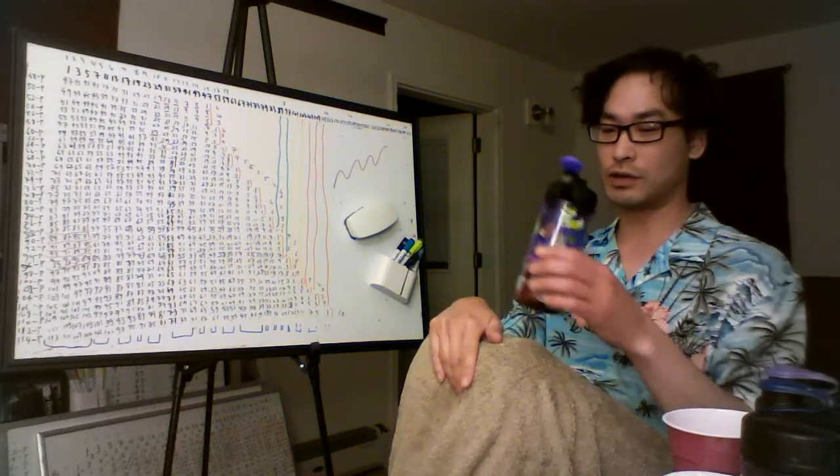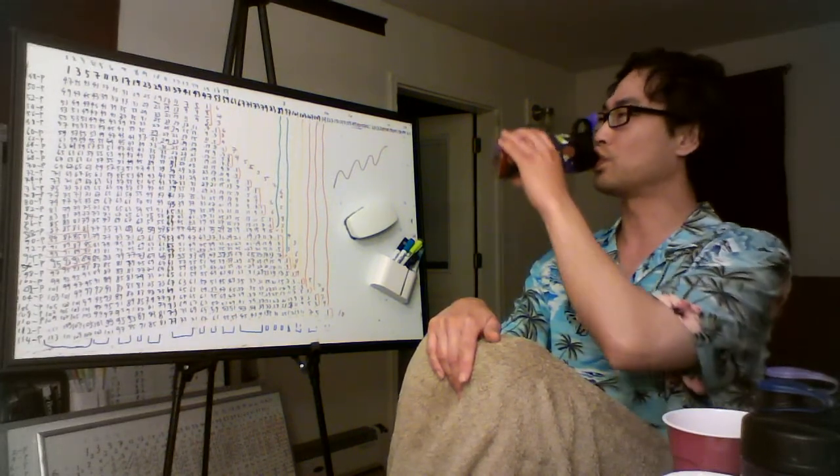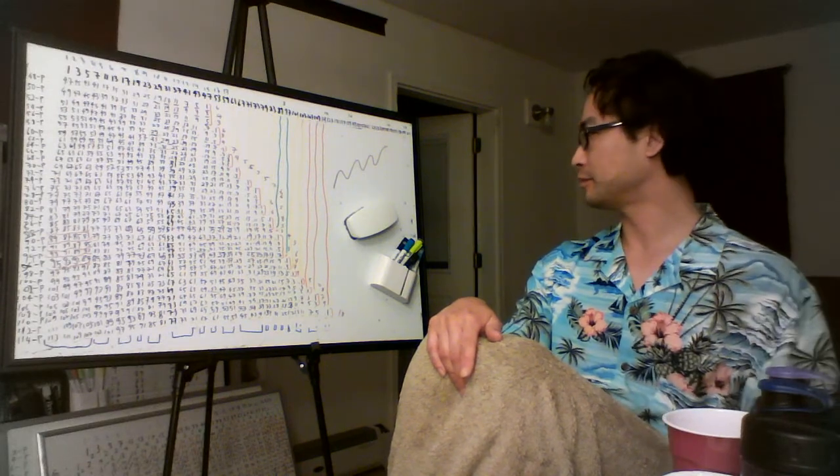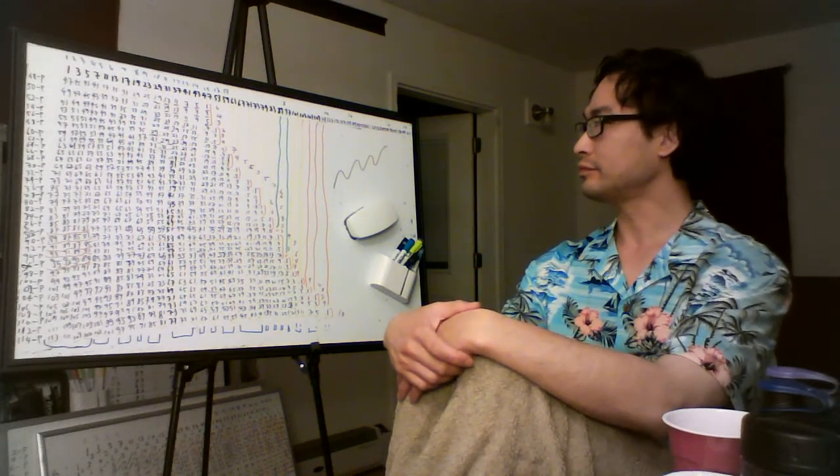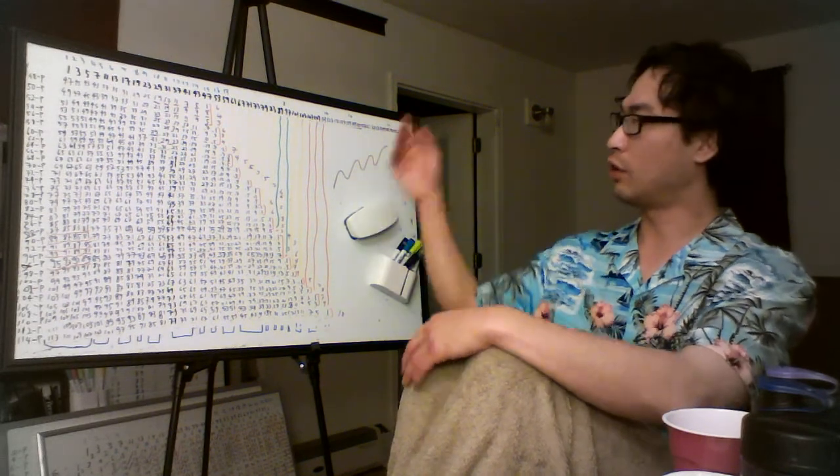It's the Polignac conjecture. But they do tend to go up.